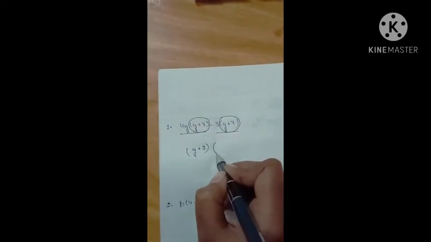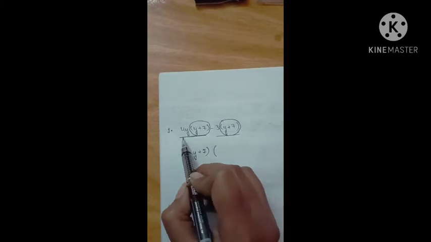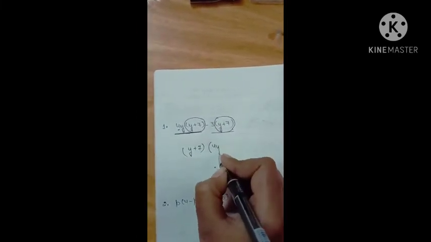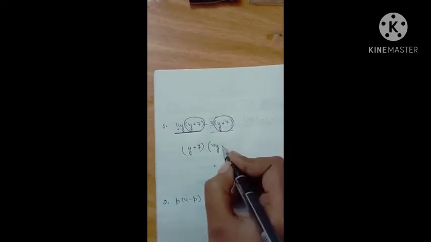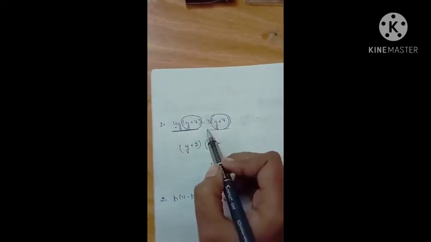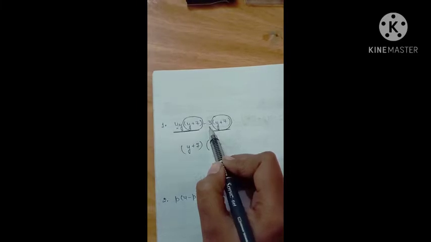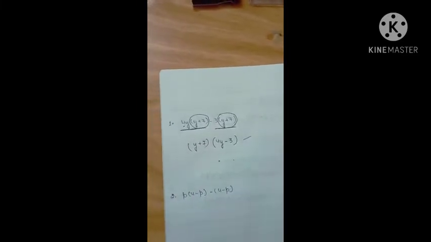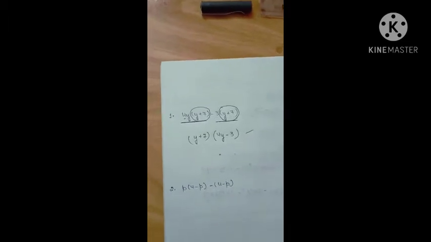Now we make a bracket here. Now what is left in this term? Only 4y is left here. So we write 4y here. Then we place here the sign minus, and what is left here in this term? Only 3 is left here. So we write 3 here. So this is our answer.